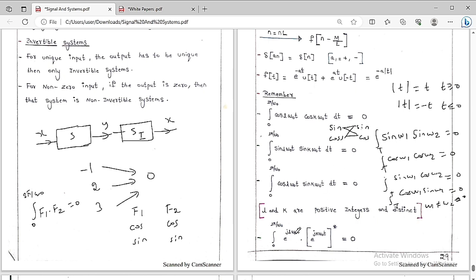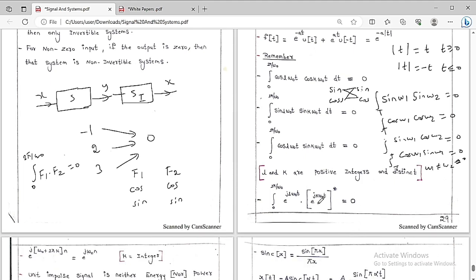The next thing is the integration from 0 to 2 pi by omega naught of e to the power of j l omega naught t into e to the power of j k omega naught t whole conjugate, which is always equal to 0. So this also you have to remember. Here k and l are also positive integers and they are distinct. This is also the same condition. They should not be the same.